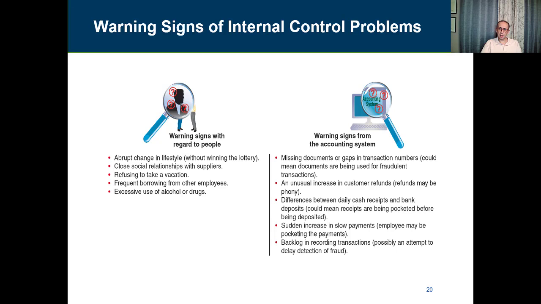Also, warning signs from the accounting system, something like missing documents or gaps in transaction numbers, unusual increase in customer refunds, like a lot of returns, or we're providing a lot of refunds for customers. Again, this is something that we have to investigate, because in some cases it's not true. Differences between daily cash receipts and bank deposits, sudden increase in slow payments, or backlog in recording transactions. So they're not recording transactions as they happen, they wait, and this could possibly be an attempt to delay detection of fraud.